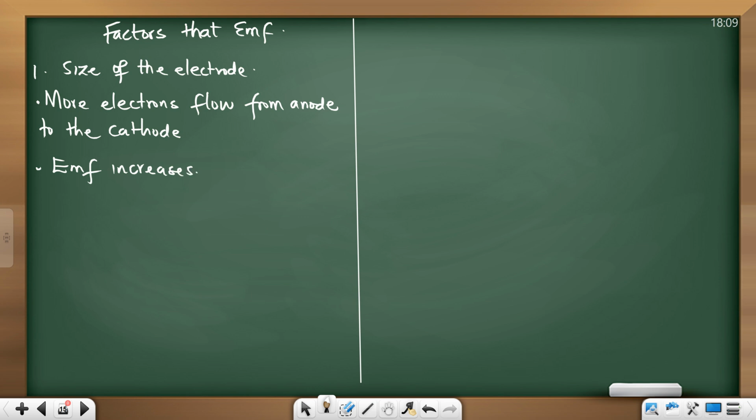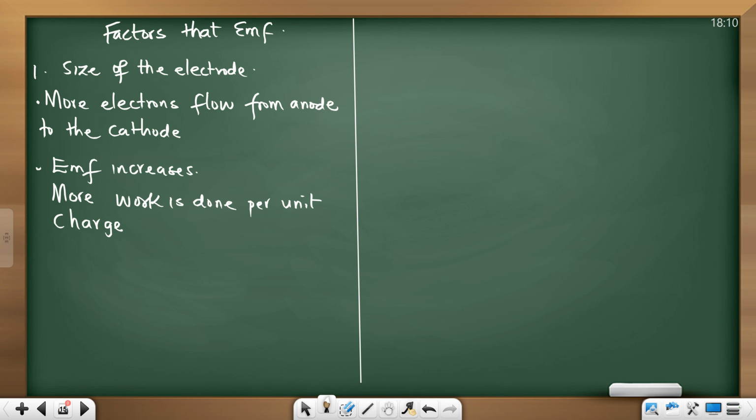Do you know why the EMF increases? If I say more electrons, it means current is going to increase. And according to Ohm's law, more current, more voltage. But basically, I'll use something else. EMF increases because more work is done. More work is done per unit what? Charge. I'm using definition. More work is done per unit.